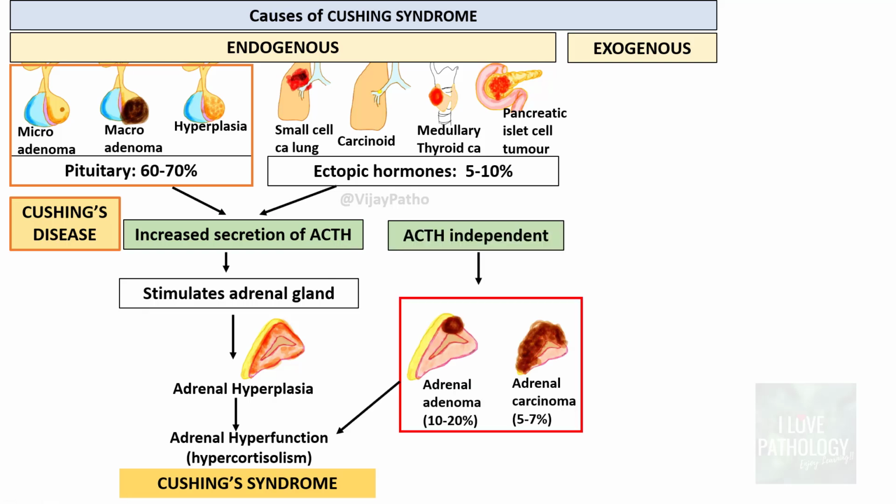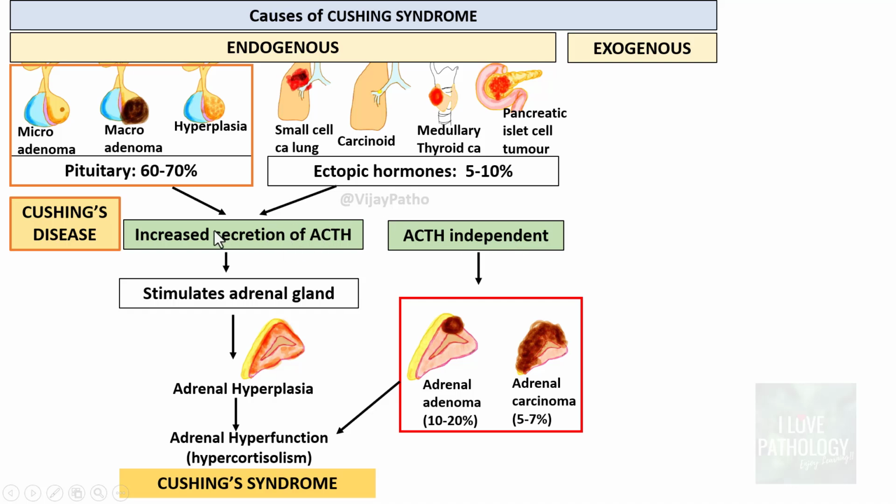It could be adrenal gland pathology itself, like adrenal gland adenoma, which constitutes around 10 to 20% of endogenous causes of Cushing syndrome. It could be because of adrenal carcinoma, constituting around 5 to 7% of endogenous causes of Cushing syndrome. Okay. Now, adrenal hyperplasia can also be ACTH independent.